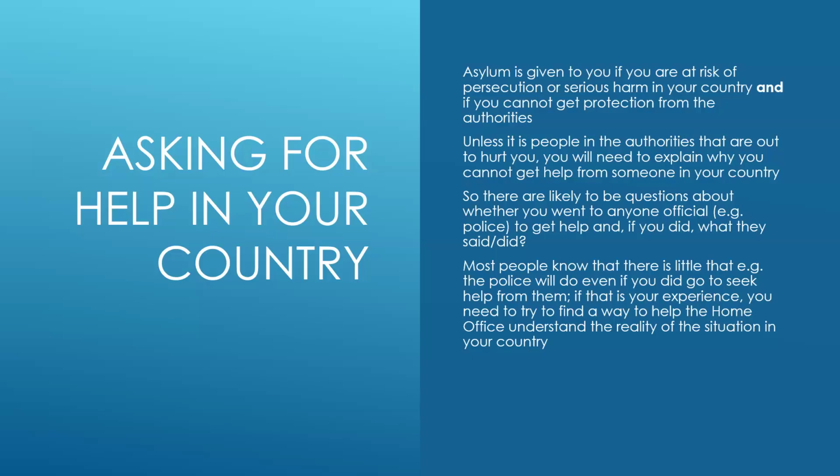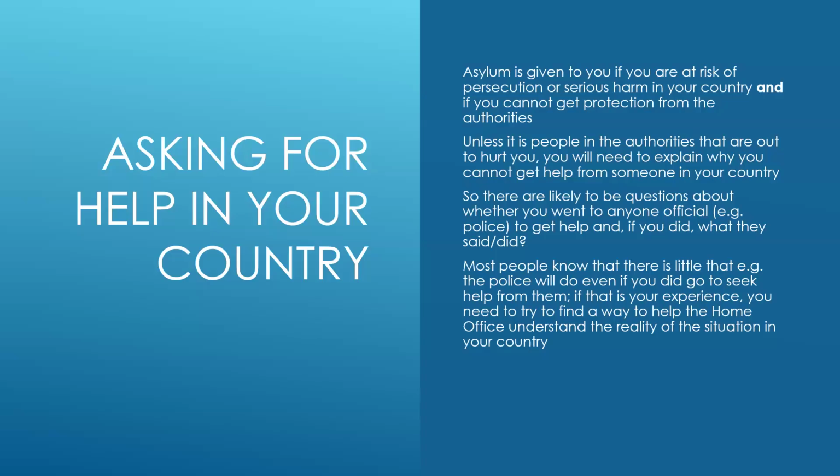Unless it's people in the authorities that are out to hurt you, you will need to explain why you cannot get help from someone in your country. So there are likely to be questions about whether you went to anyone official, for example, the police, to get help. And if you did, what they said or did. Now, most people know that there is little that, for example, the police will do, even if you did go to seek help from them.